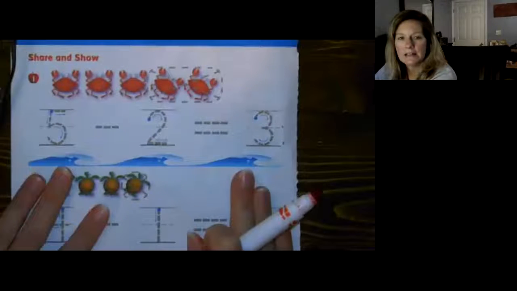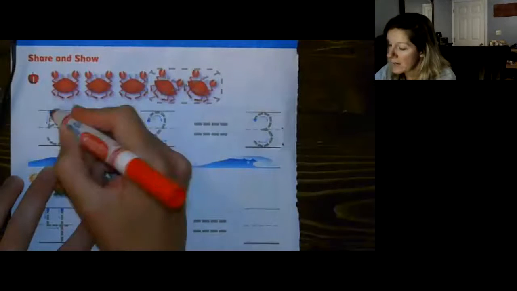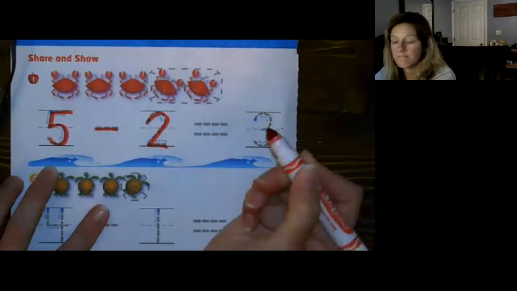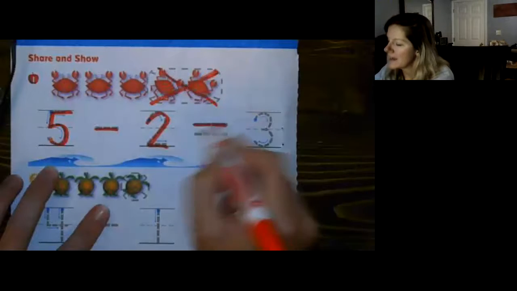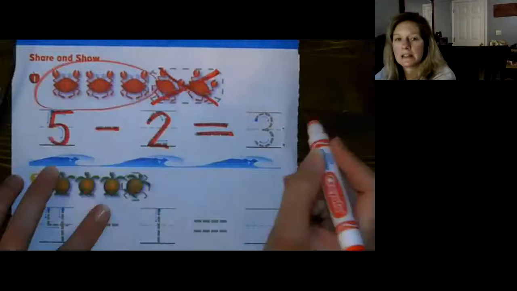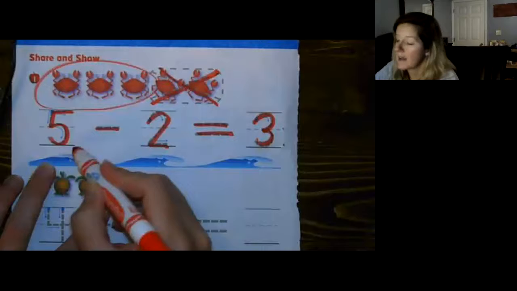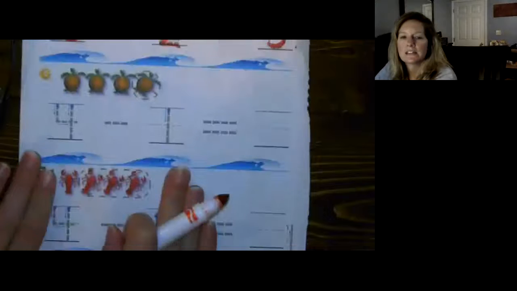Let's go ahead and take a look at these crabs. How many crabs are there in all? 5 crabs in all. How many do they want us to take away? 2. Those 2 guys. All right, and how many are left? 3. Very good. Read that math sentence. 5 minus 2 equals 3. Very good. All right, check this out. They didn't tell us how many are left.